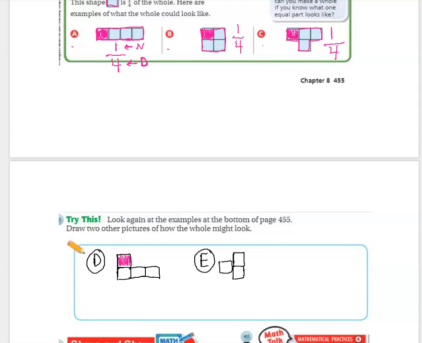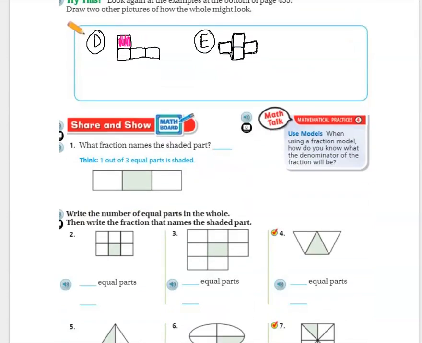Kind of like this here. Can you come up with another way to write a whole as these 4 pieces? So we have that whole shape there, and if we could color in 1 for 1/4, for a unit fraction. Okay, let's go down below.